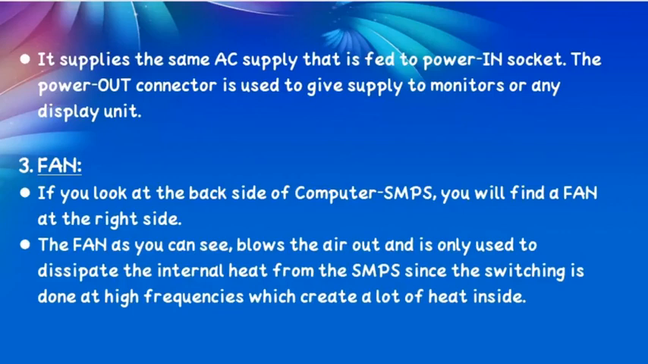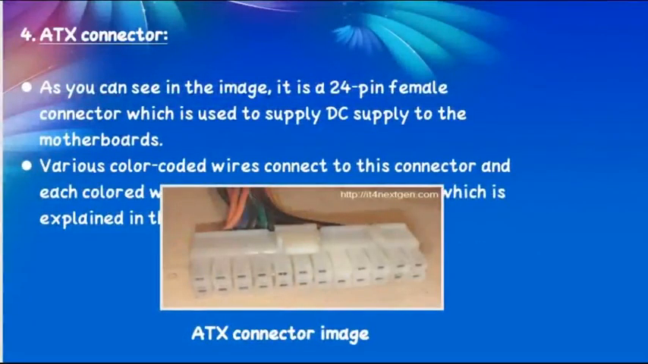Fan. If you look at the back side of a computer's SMPS, you will find a fan on the right side. The fan, as you see, blows the air out and is only used to dissipate the internal heat from the SMPS, since the switching is done at high frequencies, which creates a lot of heat inside. ATX connector. As you can see in the image, it is a 24-pin female connector which is used to supply DC supply to the motherboard.